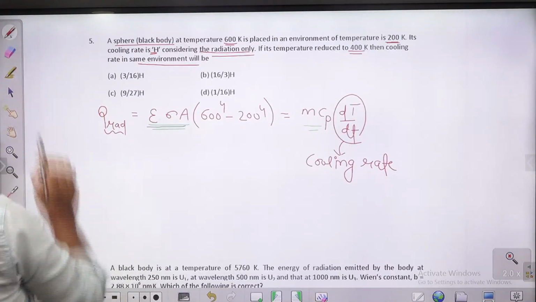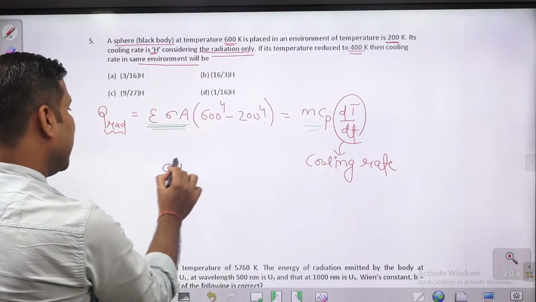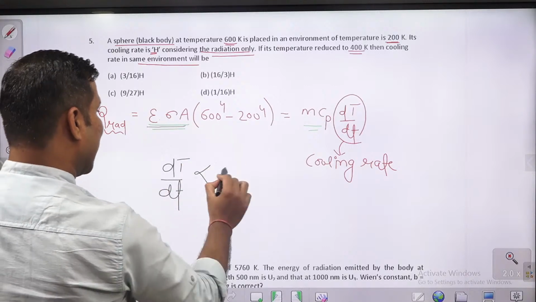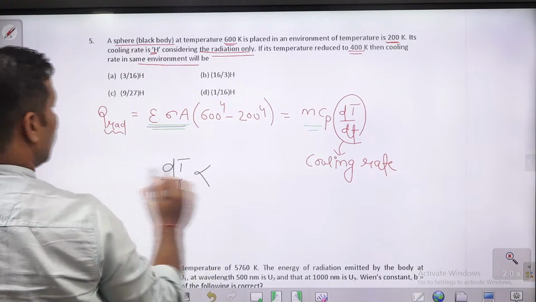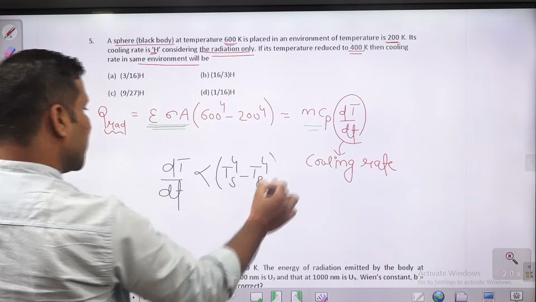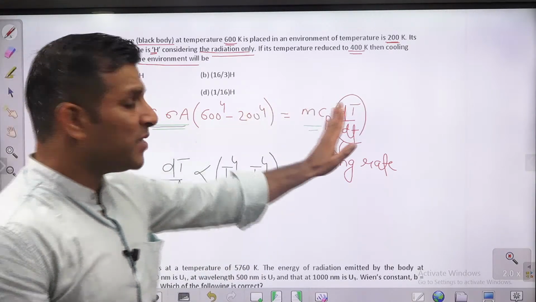Okay, so the rate of cooling dT by dt, can I write it here, is directly proportional to what? The temperature difference. The temperature difference, yes or no? This is equal to what? The temperature of surface की power 4 minus T infinity की power 4. Yes or no? Because the emissivity is constant, sigma is constant, area is constant, mc, all are constant.